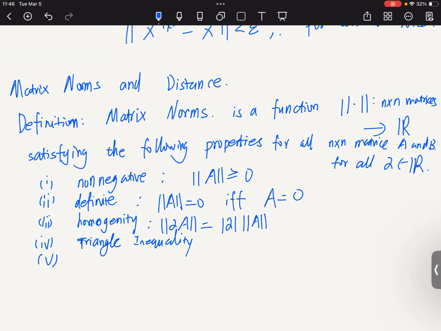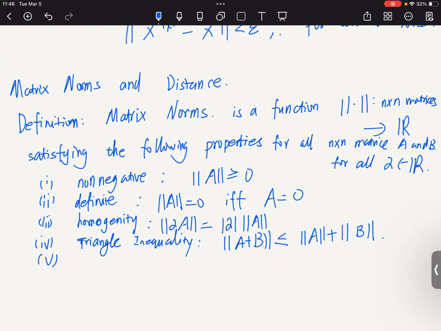The fourth one is the triangle inequality. The norm of the sum of two matrices should be smaller than or equal to the sum of the norms.